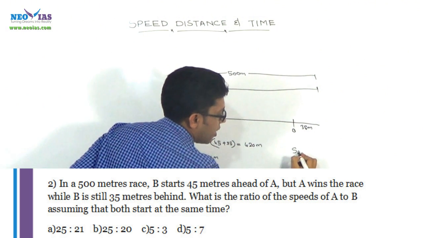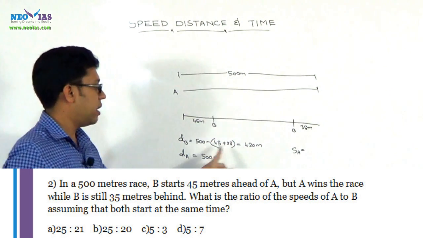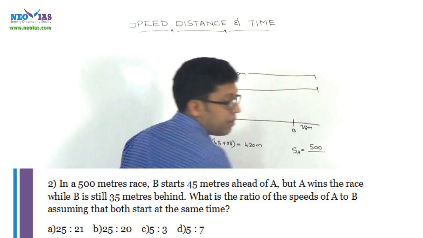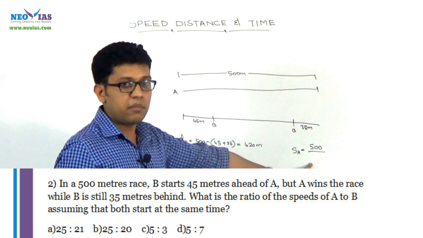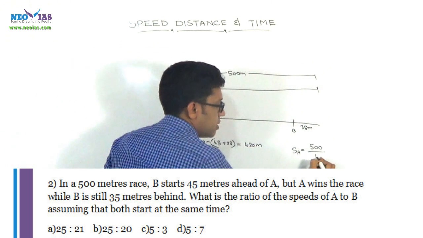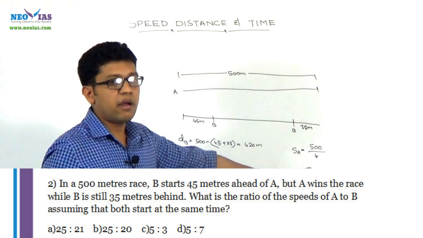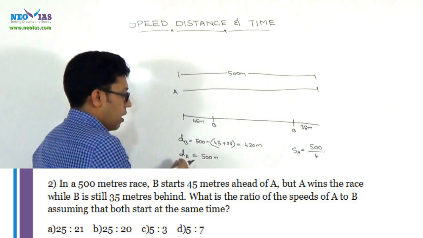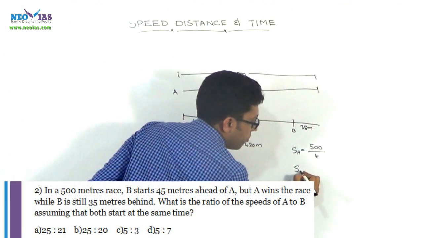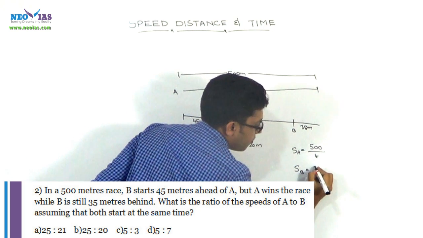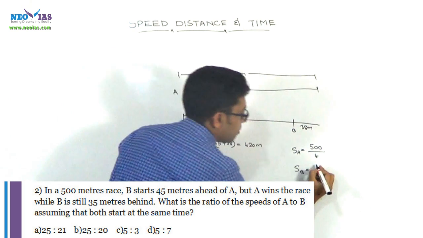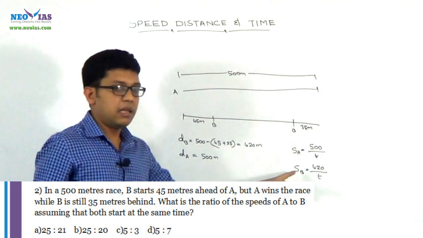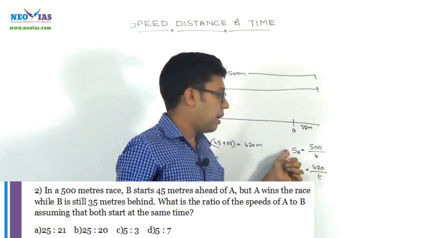Speed of A is equal to the distance covered by A, 500 meters, divided by the time taken by A. Let us assume that the time taken by A is T, because they both take the same time to cover these distances. Then the speed of B is equal to the distance covered by B, that is 420 meters, divided by the time taken by B, which is the same time for both A and B.